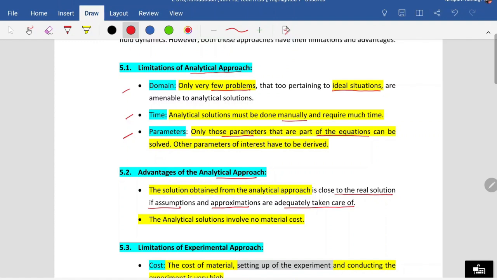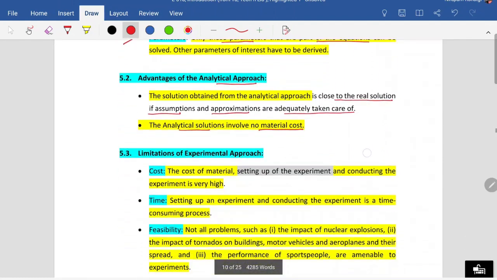Right? And they do not involve any material cost. You just require pen and paper to solve the problem, right? So this is the advantage of this.